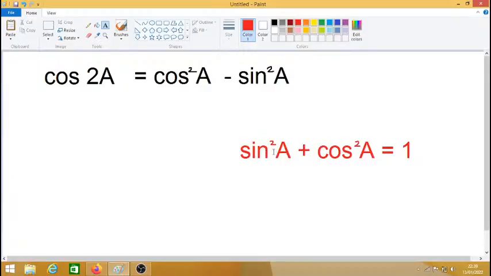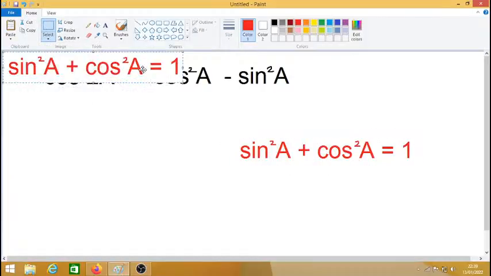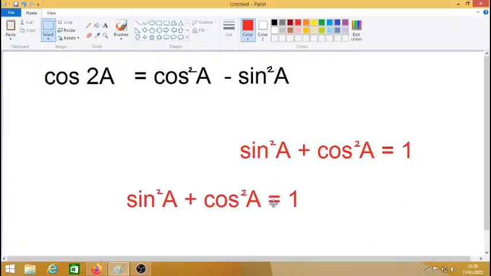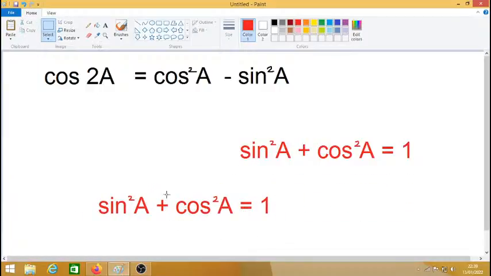Let's rearrange it for sine squared a. So we can take a copy. Let's rearrange for just sine squared. So let's take the plus cos squared onto the other side. And that becomes 1 minus cos squared a.